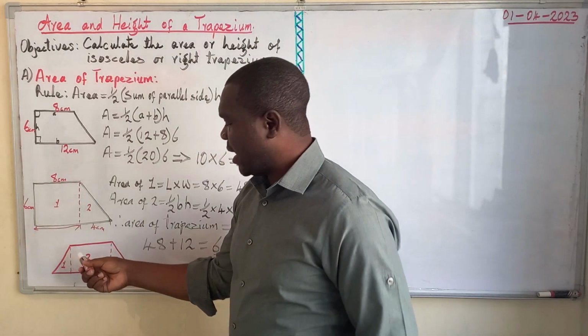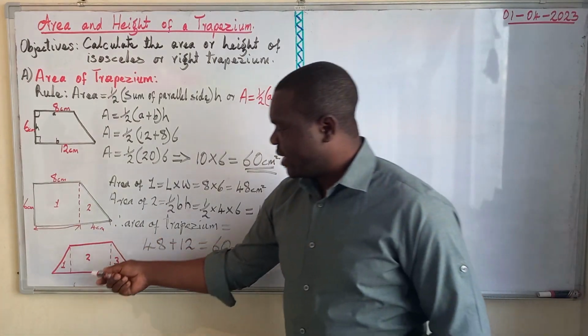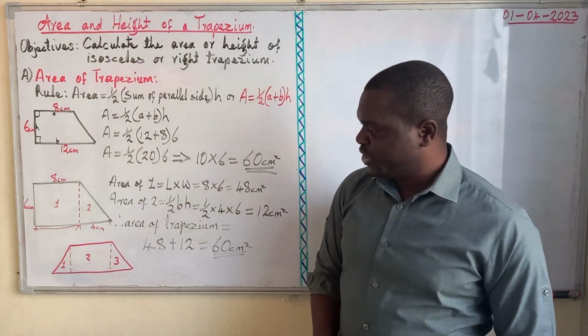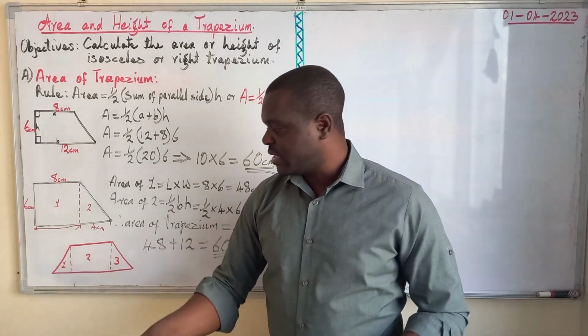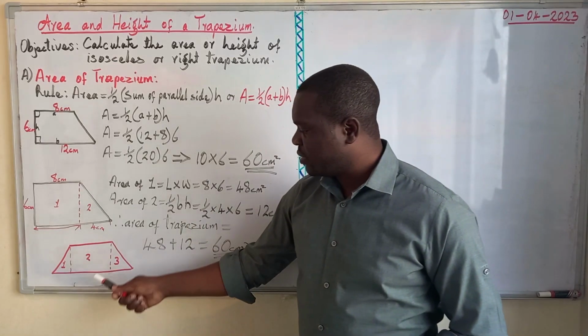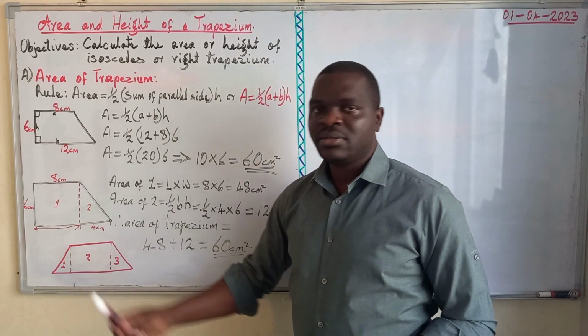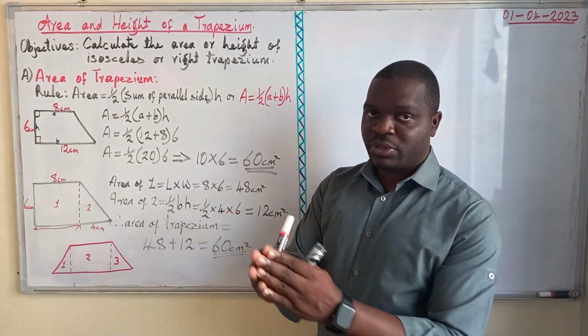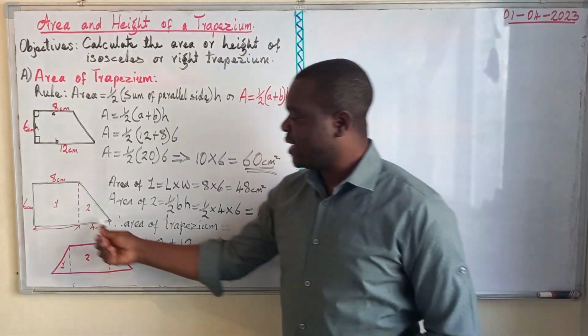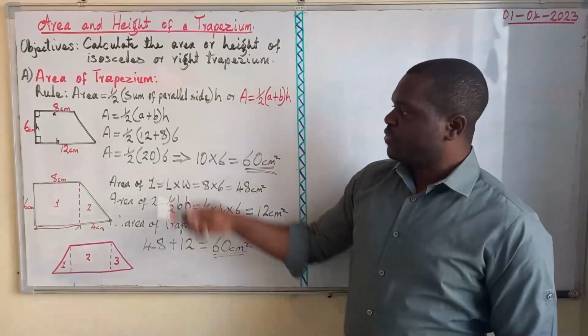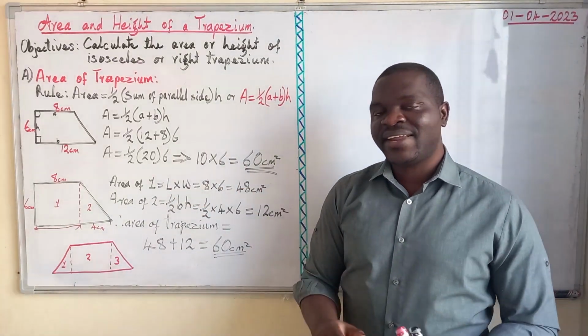If it's an isosceles trapezium, then you can break it into 3 shapes and find the areas of triangle 1, triangle 3, and rectangle, which is number 2. Then you put all together to find the area of this trapezium. So this is it for the area of a trapezium.